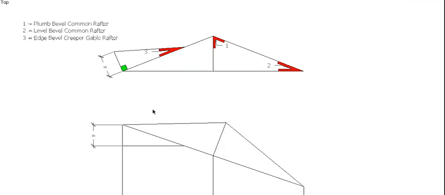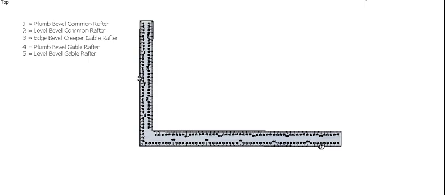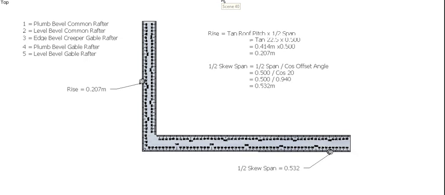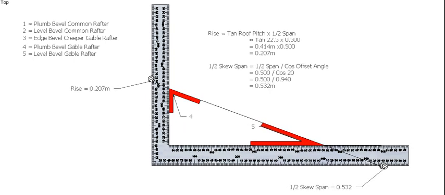So bevel 4, we're starting to get into the bevels for the skew gable now. So we've developed our skew gable plumb and level bevel. Obviously, we're going to need the rise, and we're going to need to know the half span of our skew gable. So over to the steel square, we can work out the rise and the half span of the skew gable and put them on the square. And that'll give us our plumb and level bevel for our gable rafter.